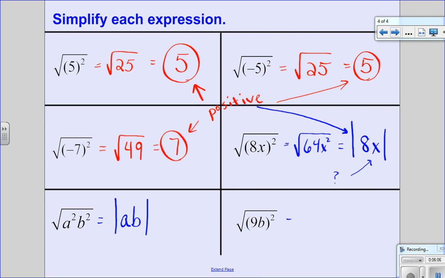And for our last one, the square root of 9b squared, that would be the square root of 81b squared, which would give us 9b. And again, we need to indicate that that's a positive expression, that it's not going to be negative, so we use absolute values. So if we're using an expression that involves variables, we often have to use an absolute value symbol to express it as a positive, unless we assume that all of our variables are positive integers.